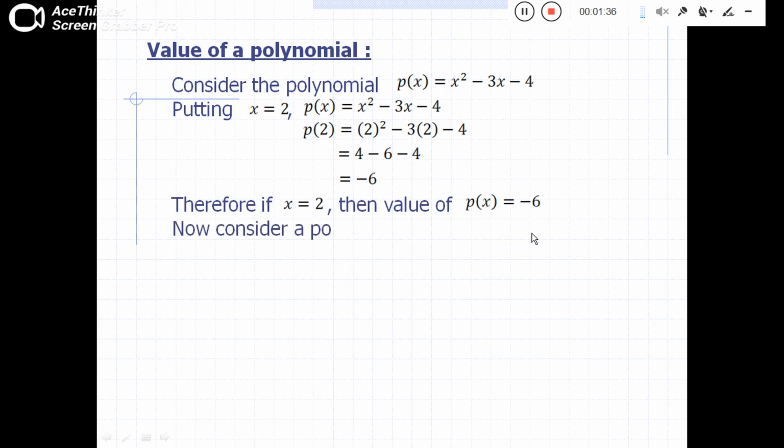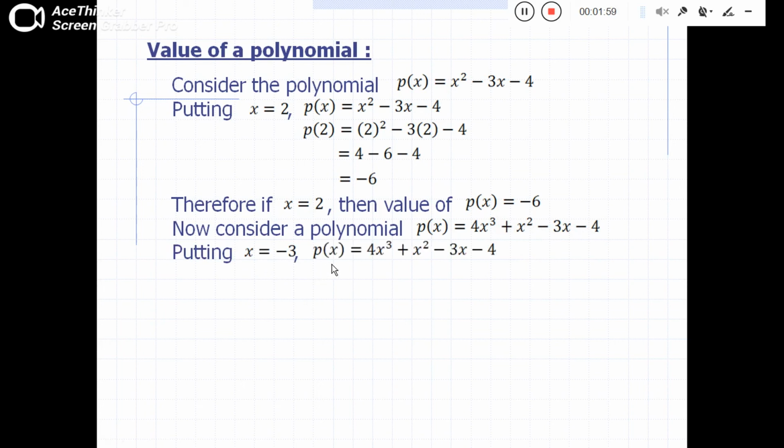Now take another example of a polynomial: p of x equals 4x cube plus x square minus 3x minus 4. It is a third degree polynomial, which means it is a cubic polynomial. Let us find the value of this polynomial. Substitute the value of x equals minus 3, so find p of minus 3. Where there is x, you just substitute minus 3. 4x cube is written as 4 into minus 3 whole cube, plus x square, so minus 3 whole square, minus 3x, so minus 3 into minus 3, minus 4.